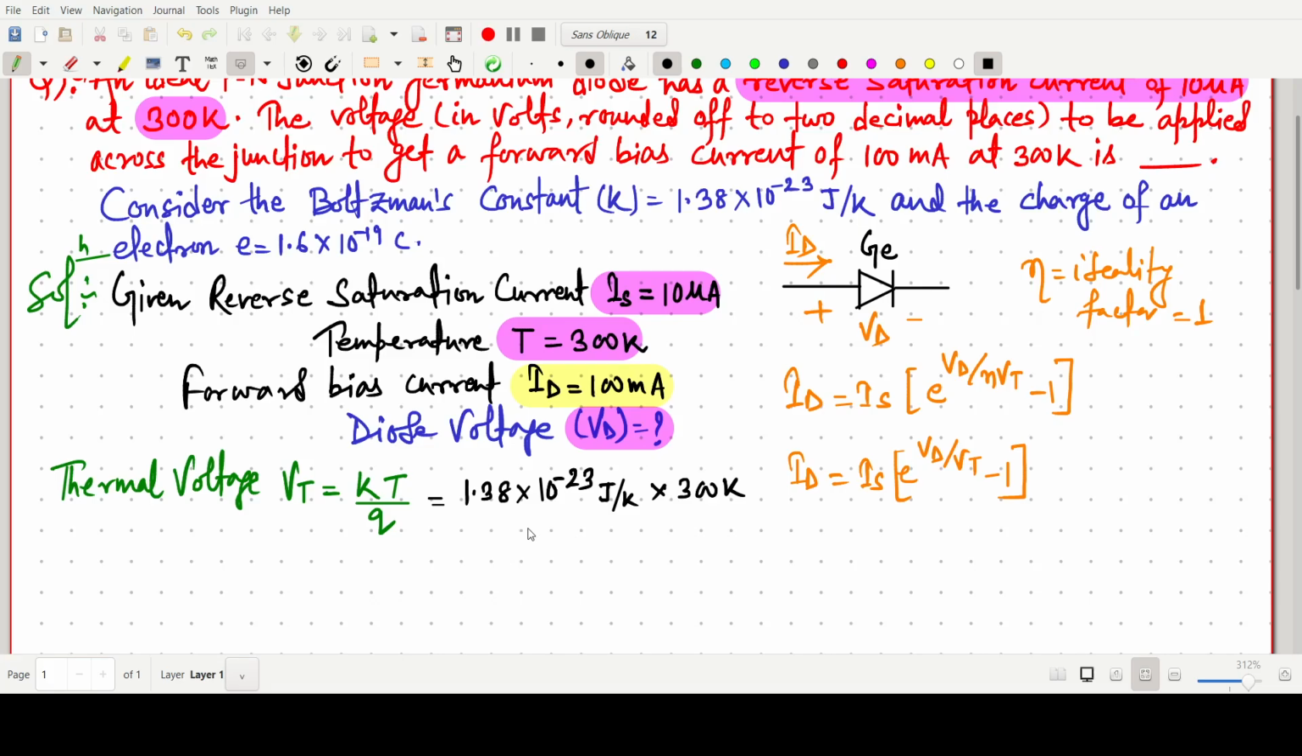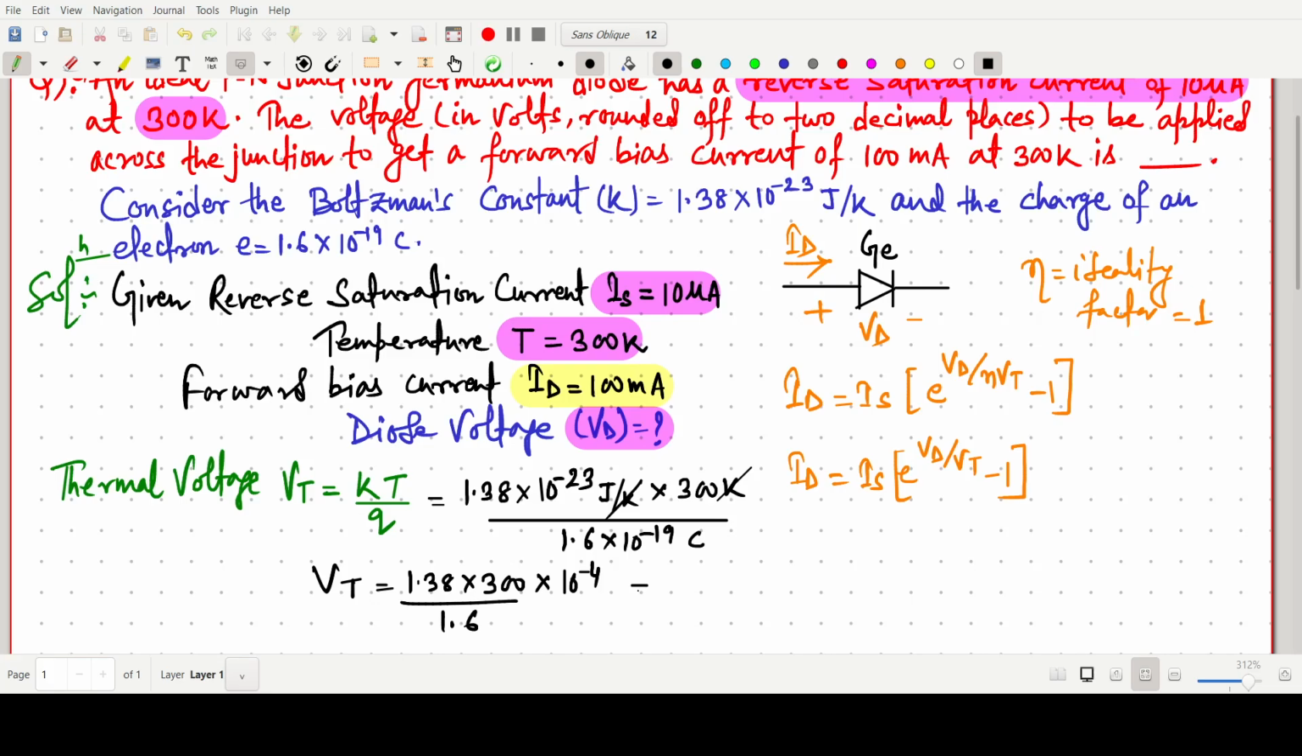So I am writing everything. And Q in charge, that is our e value, 1.6 into 10 to the power minus 19 coulomb. Okay, so this Kelvin will be cancelled out. And if we solve, the Vt value one can write 1.38 into 300 into 10 to the minus 3, and this way 10 to the minus 9. So it should be 10 to the power minus 4 divided by 1.6. Is it okay? Simple calculation is there.